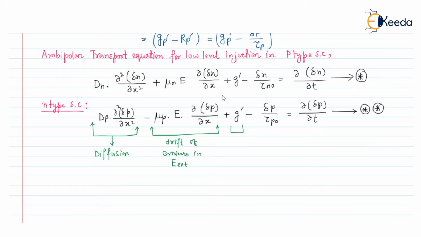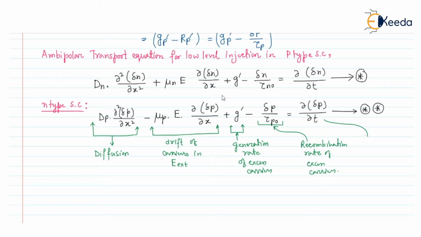Similarly, g dash is the generation rate of excess carriers. Similarly, the fourth term is the recombination rate of excess carriers, and the right hand side gives the rate of change of excess carrier concentration with time.